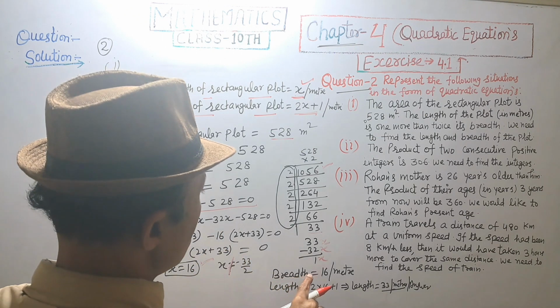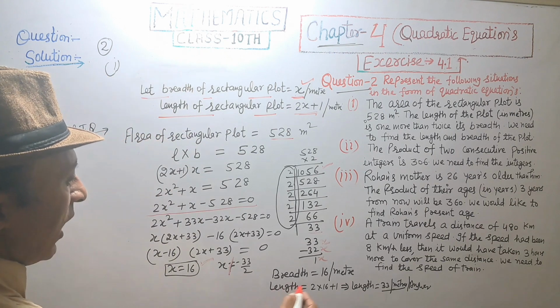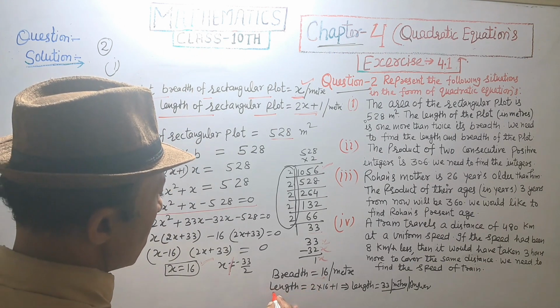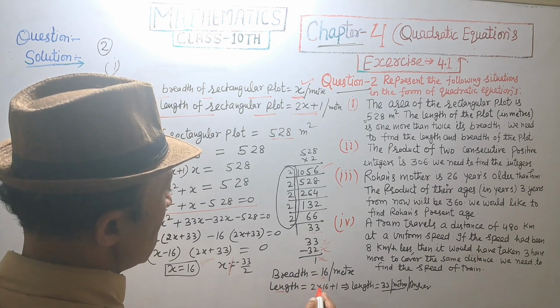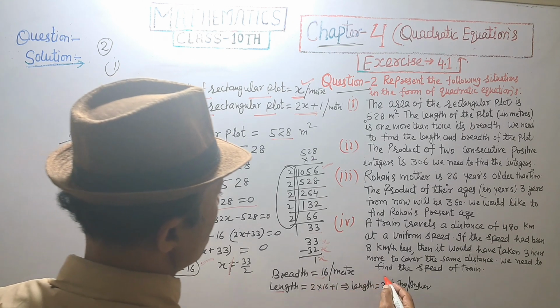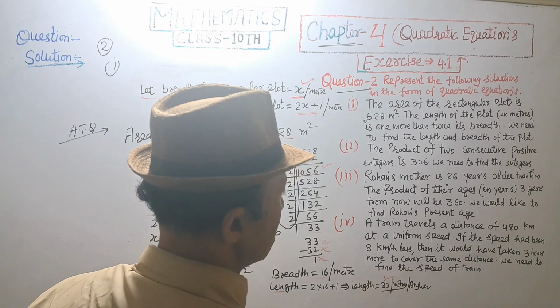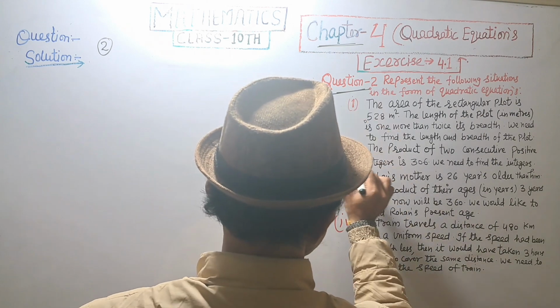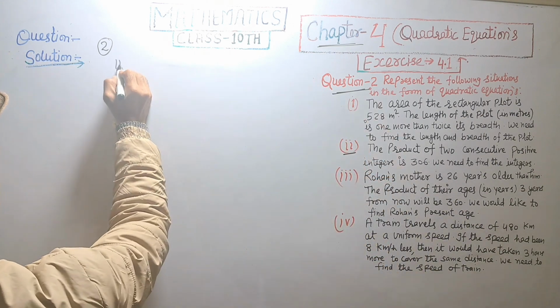Breadth of the rectangular plot is 16 meter and length of the rectangular plot is 2 multiplied by 16 plus 1, 32 plus 1, that is equal to 33 meter. Answer. Question number second part.